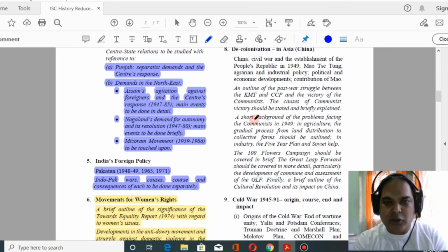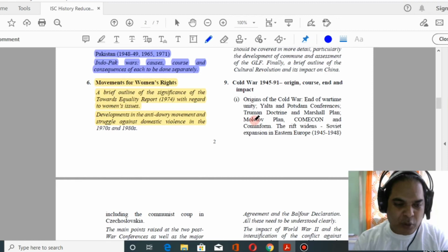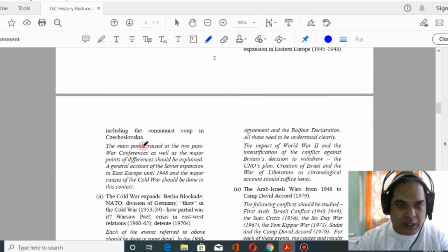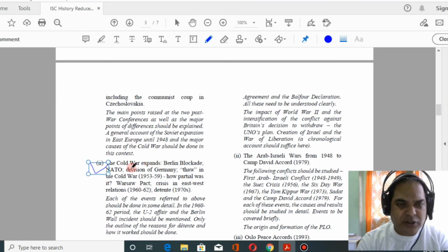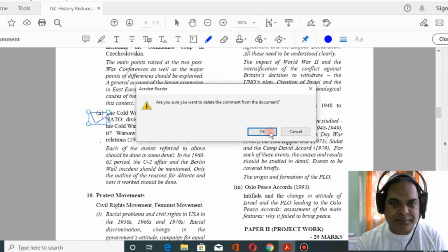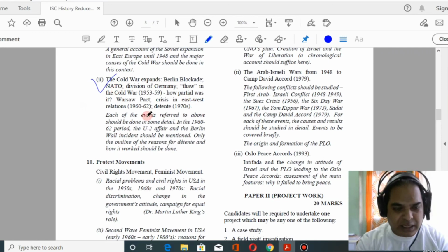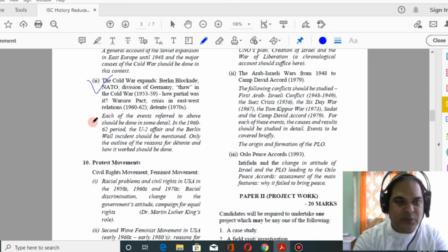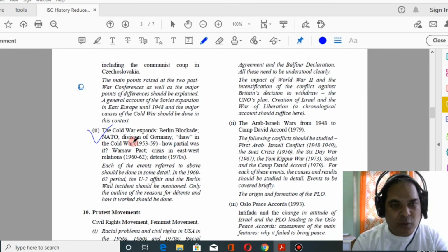Now let us move on to unit 9, the Cold War. It is kept as it is. The origin of the Cold War was discussed last year also. The communist coup in Czechoslovakia, all this we studied. Cold War expands was also there, and the Berlin blockade, all these are very important. One thing I see missing is the breakup of the USSR, which we did last session, but this time it is not there. So directly we have to study the origin of the Cold War and the Cold War expansion.